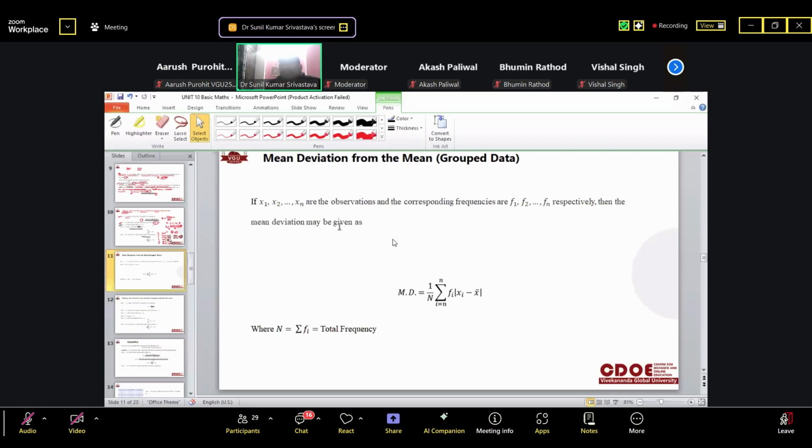So this is the formula. This will be used to find the mean deviation for the ungrouped data set. This formula can be used to find the result for an ungrouped data set. So this is the formula.